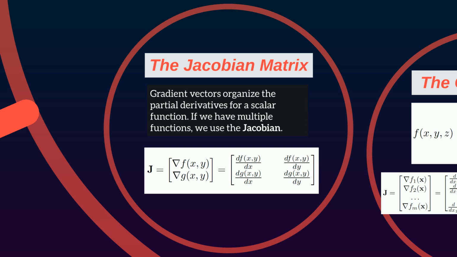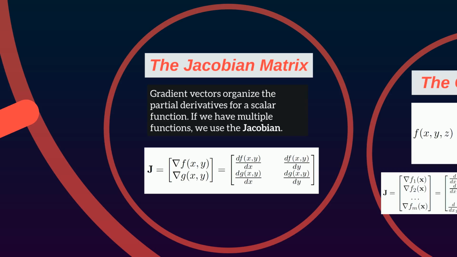Since we have 2 partials here, we have the partials of f with respect to x and with respect to y in our top row, and in the second row we're going to have the partials of g with respect to x and the partials of g with respect to y. So this is the Jacobian. We're simply organizing multiple gradient vectors and their partials into a larger matrix.